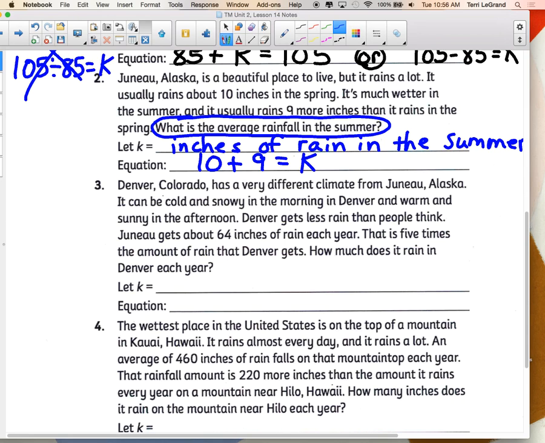K minus 9 equals 10. Class, you think that'll work? Take the amount of rain in the summer, K, and subtract the extra 9 inches that it rains in the summer. That should give you how much it rains in the spring. I think Kira's got 2 winners. Anybody have another one that they think might work?